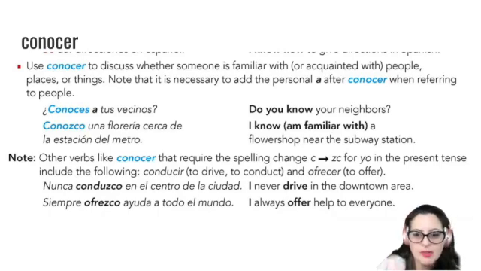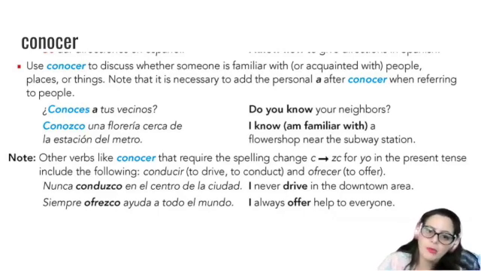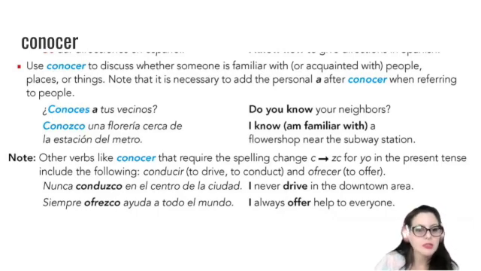And that's when you have people, when referring to people, personas. Si estás hablando de un lugar, conozco una florería o una cafetería, no necesitas la preposición a.